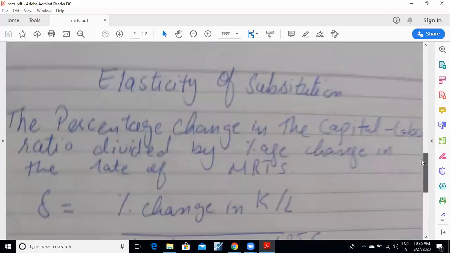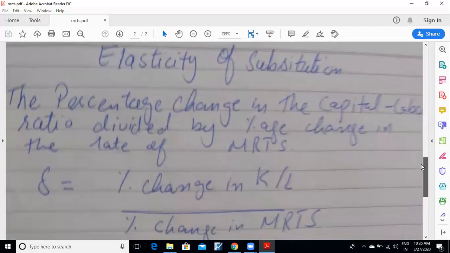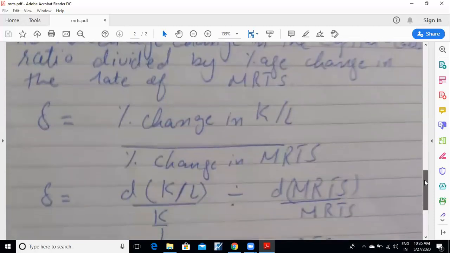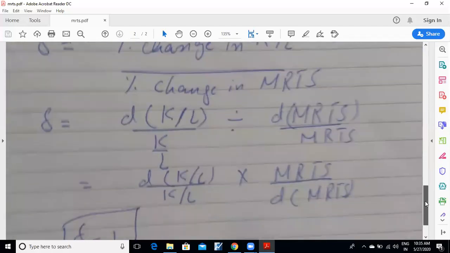Next, we shall discuss the elasticity of substitution. First of all, we define it as the percentage change in the capital-labor ratio divided by the percentage change in the MRTS. Mathematically, sigma is equal to the percentage change in the capital-labor ratio divided by the percentage change in the rate of MRTS.